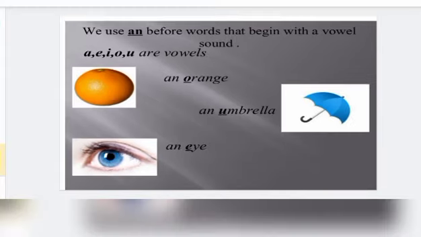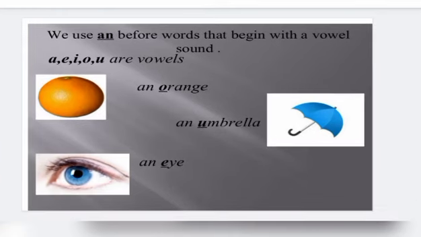An umbrella, where "an" is used before words which begin with a vowel sound. An eye, where it is used before words that begin with a vowel sound.